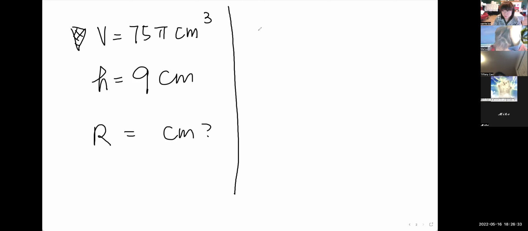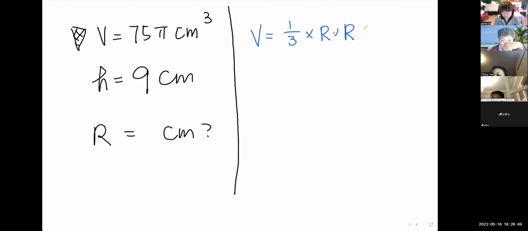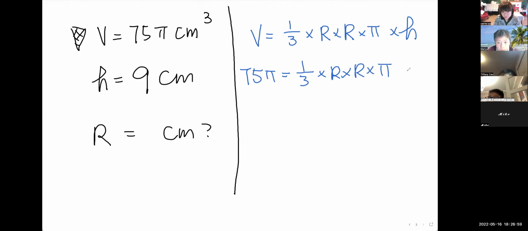Okay, so let's take a look at this one. Somebody give me an answer, and take a look: do you think it's right or not? So volume equals what? It's a cone, so it's 1 over 3 times radius squared times pi times height. So 75 pi equals 1 over 3 times r squared times pi times 9, right? 1 over 3 and 9 multiplied together equals 3. So it's 3 times r squared times pi equals 75 pi.